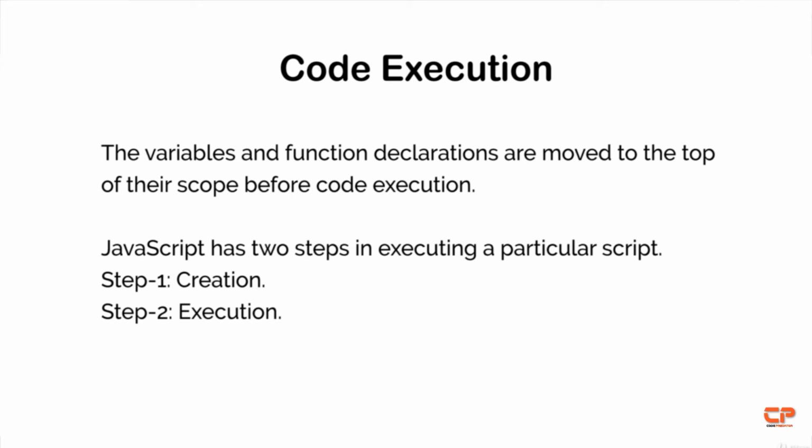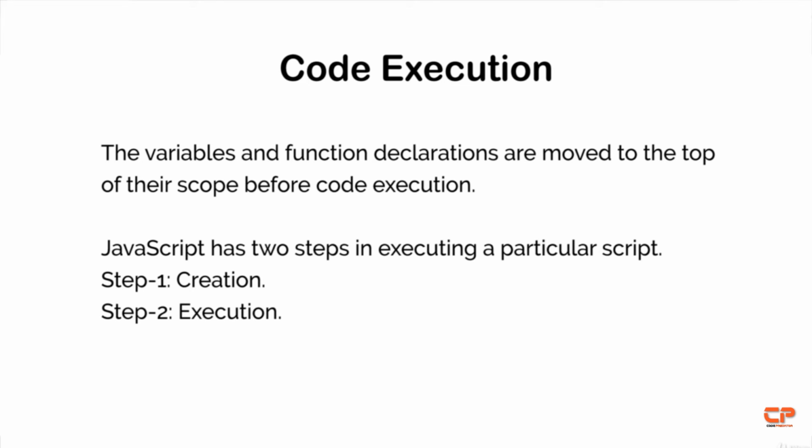So what happens behind the scenes is that the variable and function declarations are moved to the top of their scope before code execution. Note this, it's very important. The variable and function declarations are moved to the top of their scope. Basically, JavaScript has two steps in executing a particular script. The first step is creation, and the second step is the execution of the code.